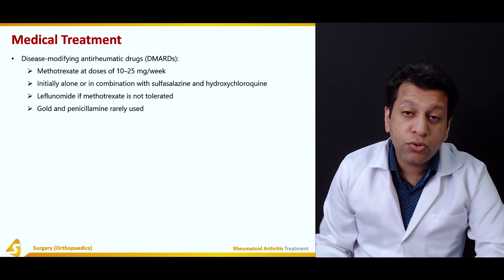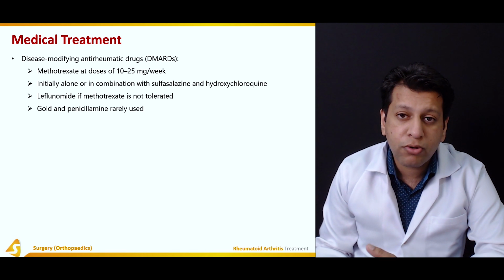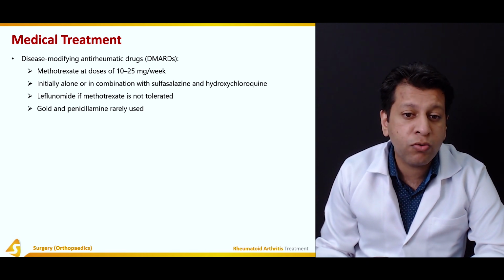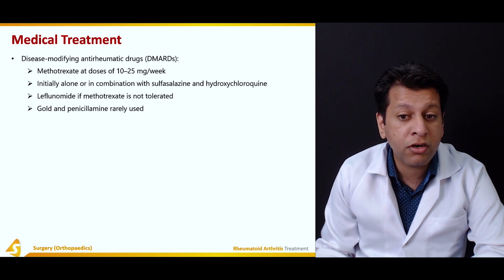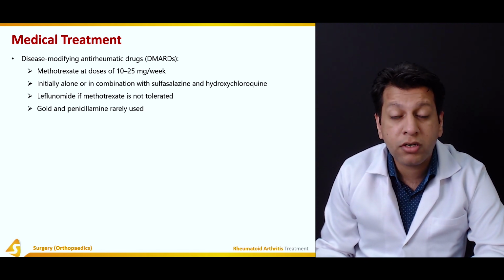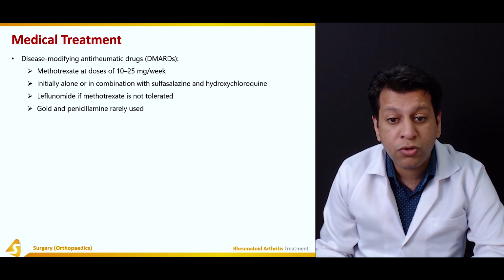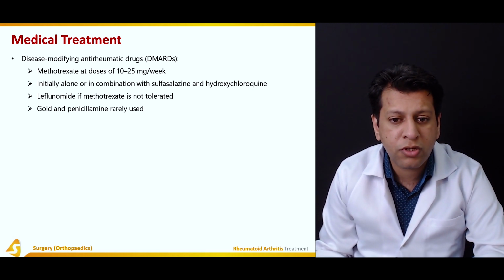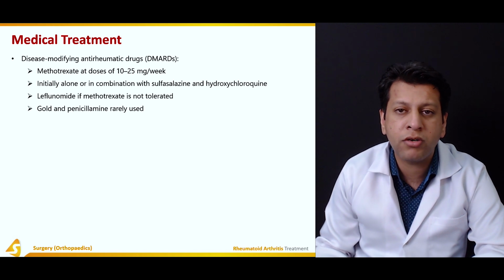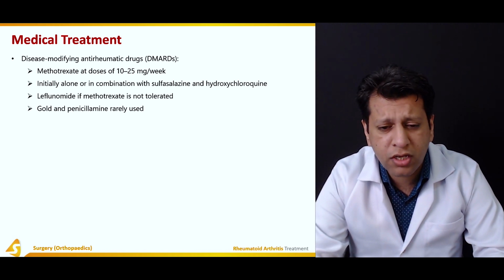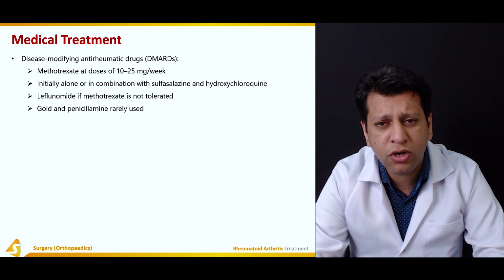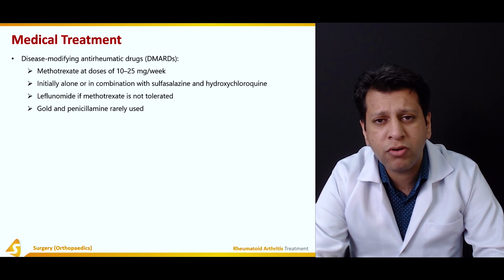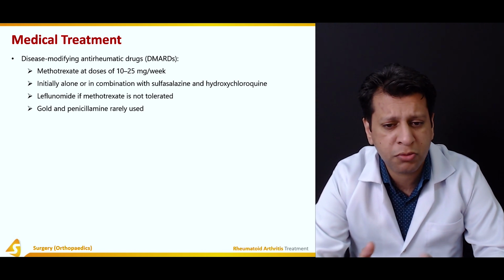Now, coming to those drugs which actually modify the progression and the natural history of rheumatoid arthritis. These include the disease modifying anti-rheumatic drugs, or DMARDs, which include methotrexate, given at a dose of 10 to 25 milligrams per week, initially alone or in combination with sulfasalazine and hydroxychloroquine. The other drug which can be given is leflunomide, usually if methotrexate is not tolerated due to its side effects. Historically, gold and penicillamine were used a lot, but nowadays they have been abandoned due to high amount of side effects, especially of gold.